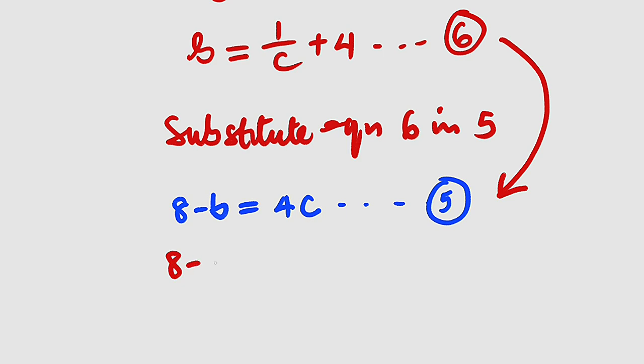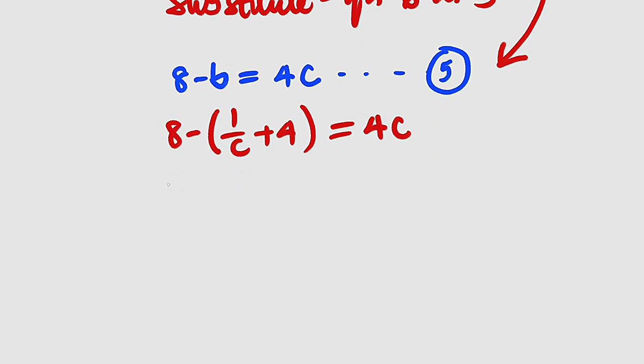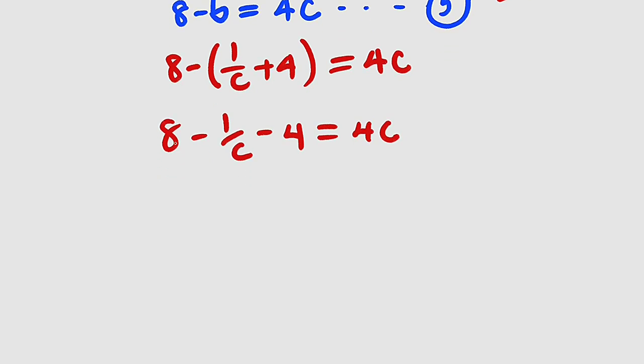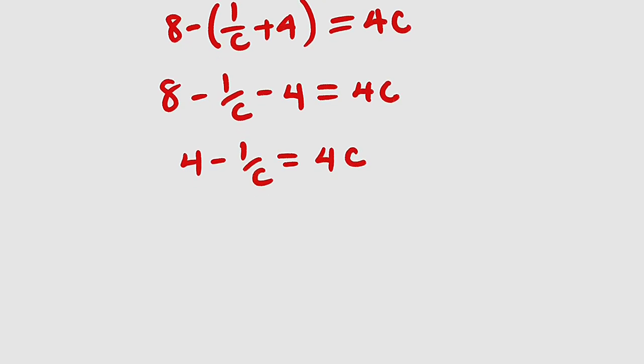So this is 8 minus b, but b is 1 divided by c plus 4. Right? And this is equal to 4c. Expand. This is 8 minus 1 divided by c minus 4 equal to 4c. You can see that 8 minus 4 is equal to 4. So this is 4 minus 1 over c equal to 4c. Multiply every single term by c just to clear this fraction. So 4 times c is 4c, minus 1 divided by c times c is 1. This is equal to 4c squared.